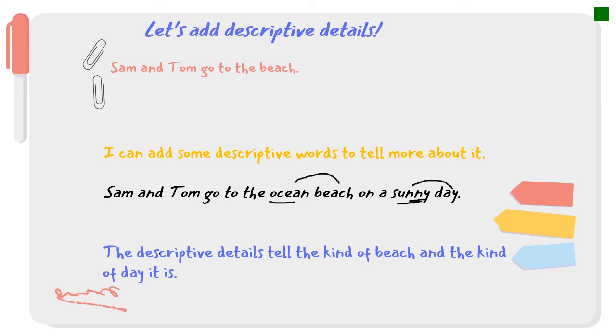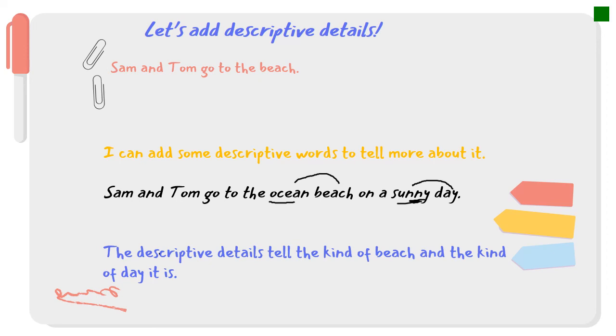Let's add descriptive details. Ready? We have a sentence. Sam and Tom go to the beach. Let's add some descriptive words. For example, Sam and Tom go to the ocean beach on a sunny day. I'm describing the day and I'm describing the beach. The descriptive details tell the kind of the beach and the kind of day it is.